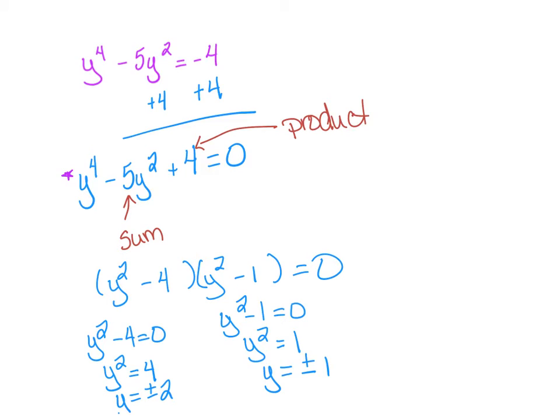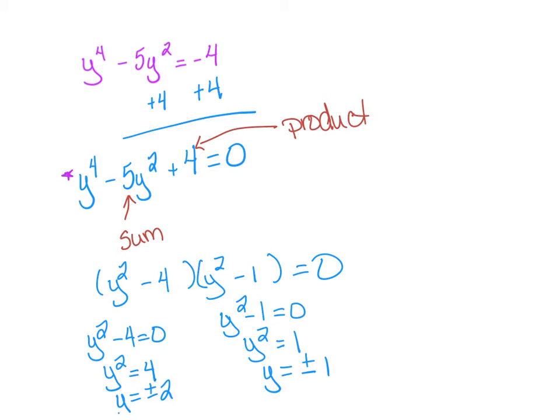Okay? Because anytime that you take the square root, so look right here, I've got y squared equals 4. So we know that 2 times itself gives us 4, but we also know that -2 times itself gives us 4. So that's why we've got our plus or minus right there. Okay? So that's one way we could do it.